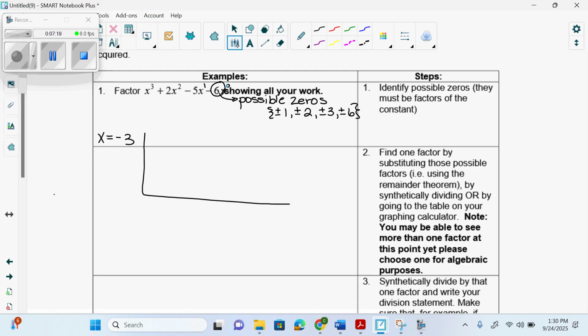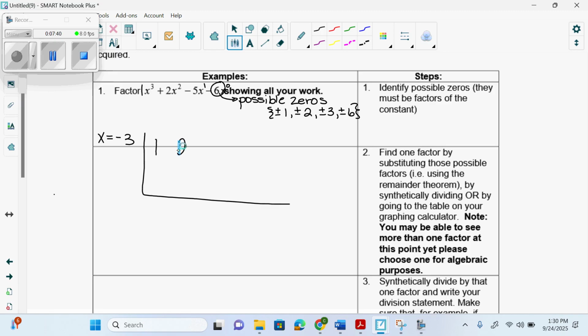So if I can count down my exponents, 3, 2, 1, 0, blast off, I don't need a placeholder for any of them. I'm going to use the coefficients. Coefficients are the numbers in front of the variables only. And I'm going to put them in the first row of my synthetic division. So I'm going to put a 1, because there's a 1 in front of the x cubed.